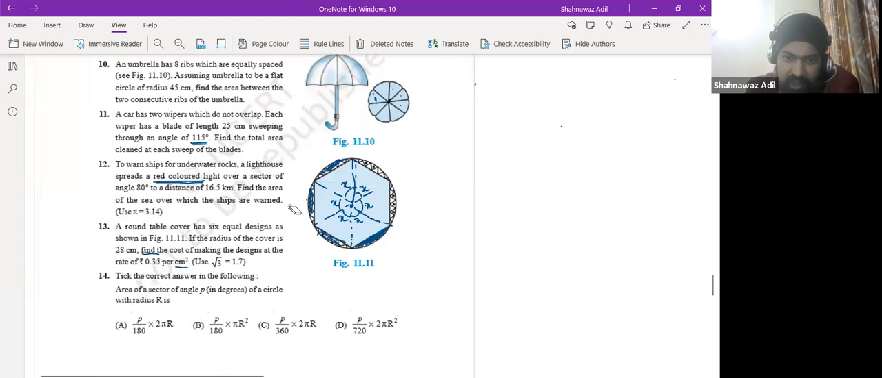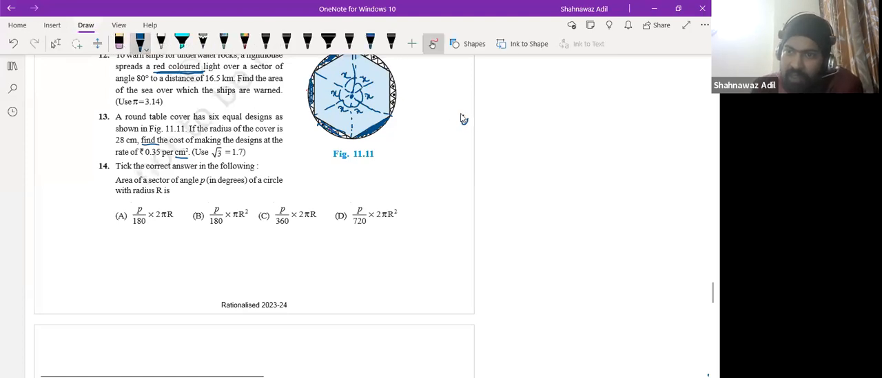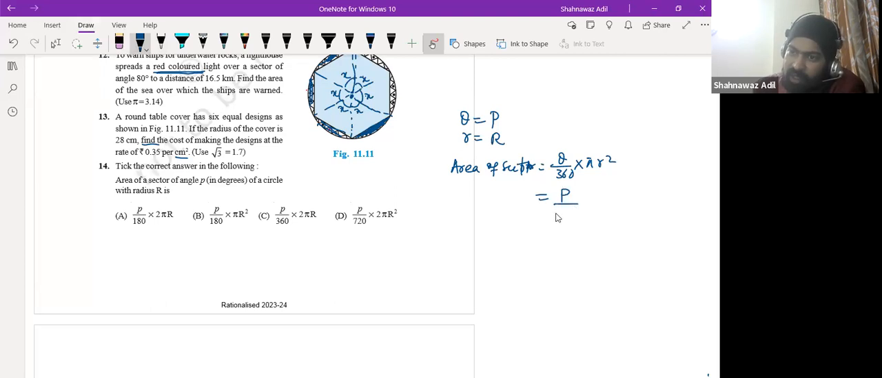Pick the correct answer in the following. Area of a sector of angle theta of a circle with radius r. So angle is theta, and radius is r. So what would be the area of a sector? Theta by 360 into pi r square. Right. So theta is P, so P by 360 and pi r square.